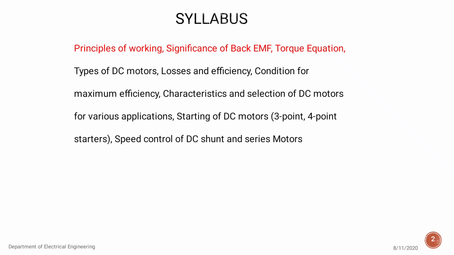Okay, as we have seen in the generator case, there are various types like a separately excited DC generator, self-excited DC generator, then again self-excited is classified into three types, that is shunt wound, series wound and compound wound self-excited DC generator. So same like DC generator, DC motors are also classified in the same types.